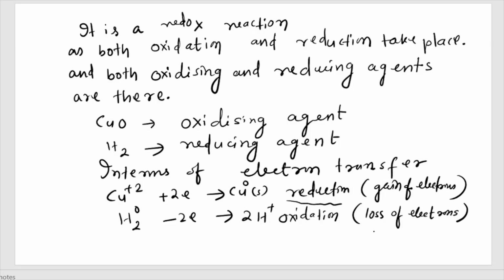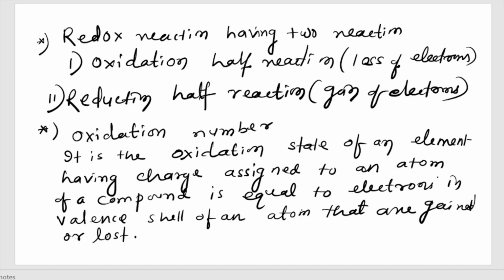This is loss of electron, this is gain of electron. According to electron transfer also, you can define how oxidation reduction takes place and what is oxidation, oxidizing and reducing agent. Then come to here, redox reaction having two reactions.